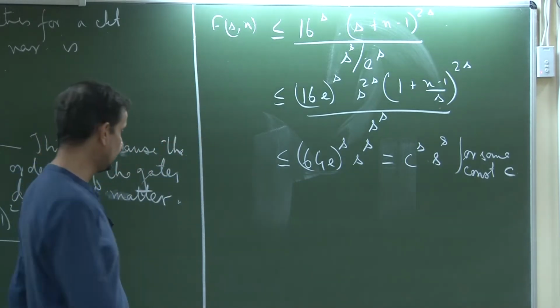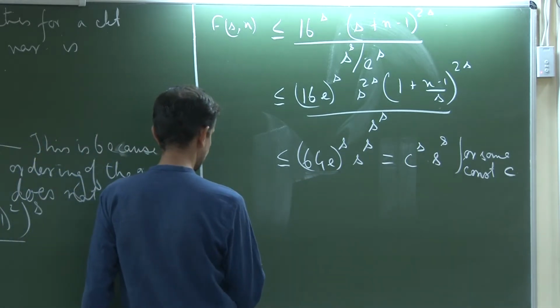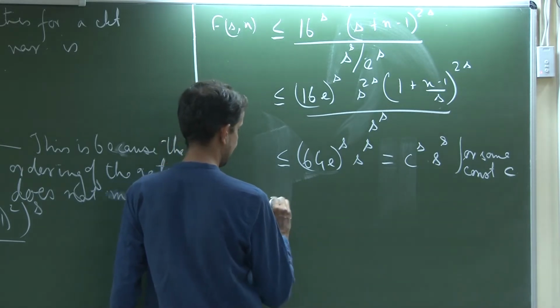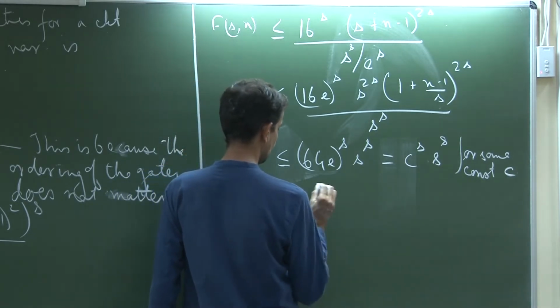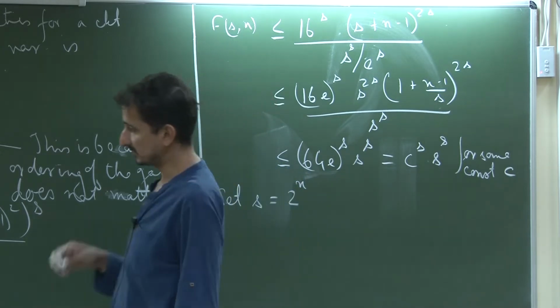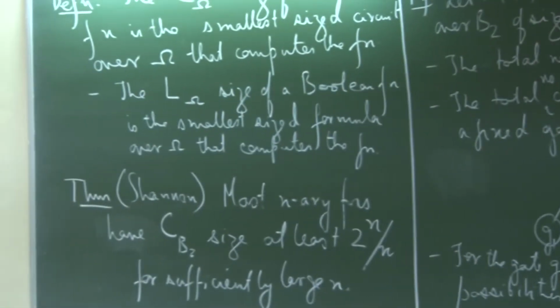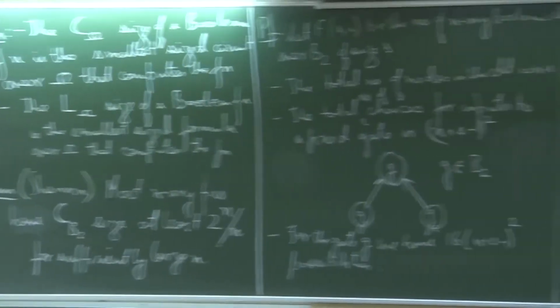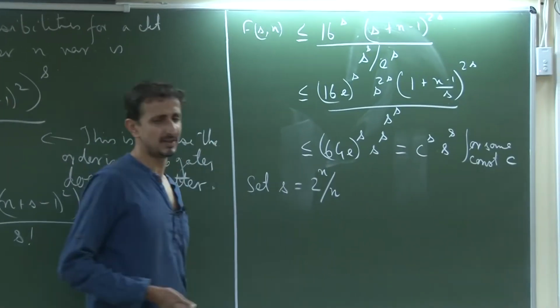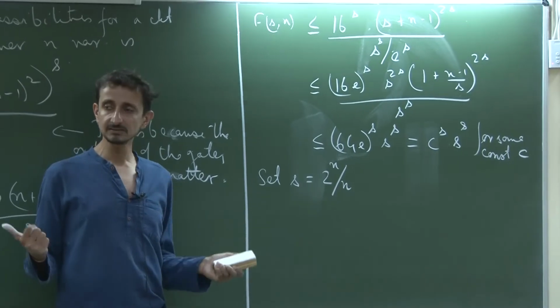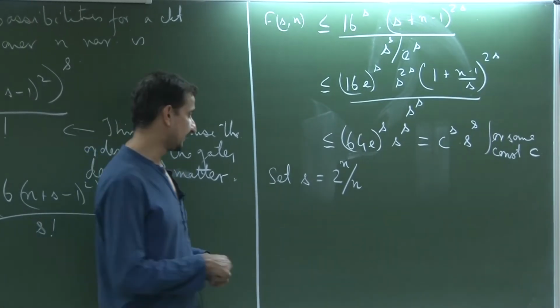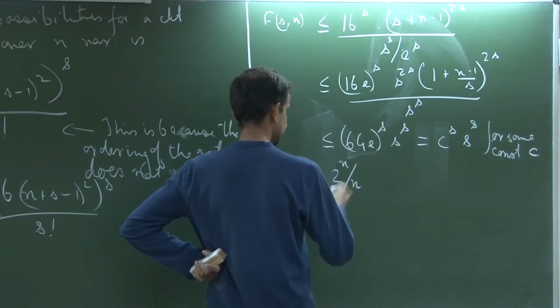Okay. Now, we have this quantity over here, so we will now take a value for s. Let us say we set s to be 2 to the power n. What is the bound that we wanted? We wanted 2 to the power n by n. So, let us set s to be 2 to the power n over n. S was an arbitrary variable for us, we can set it to any quantity that we like.